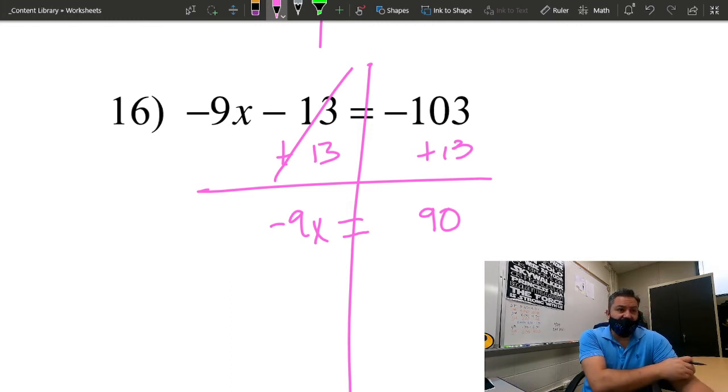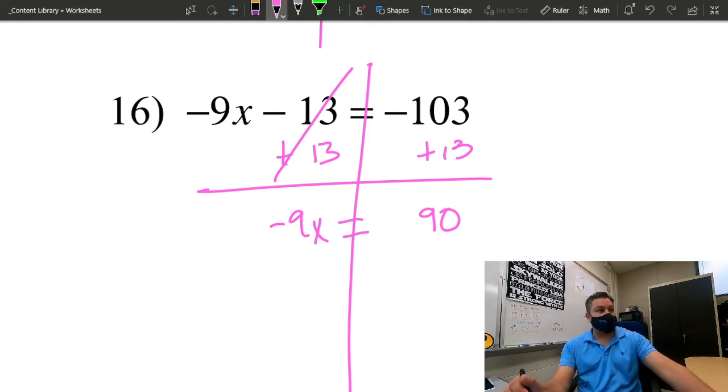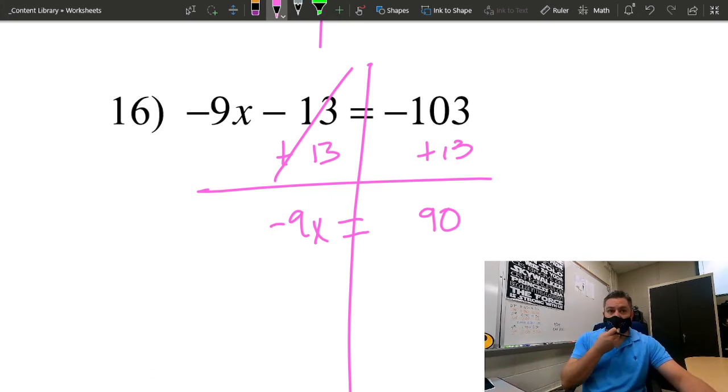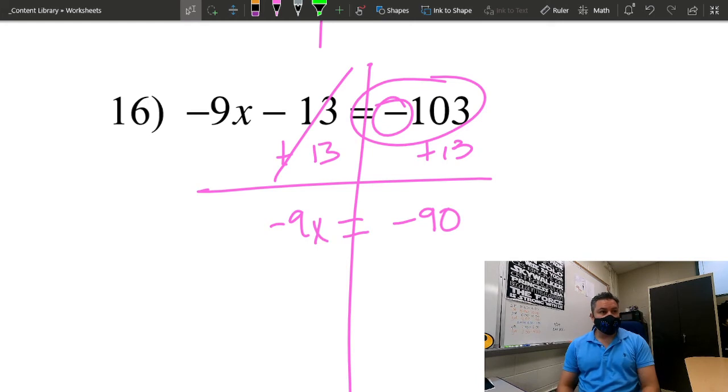But remember, adding and subtracting have different rules. I subtracted, but what's going to stay, positive or negative? Negative. Why? Because they're not the same signs. Which one's bigger? The 103 is bigger, so it has to stay negative, right? Very good. Don't mix that up. Very important.